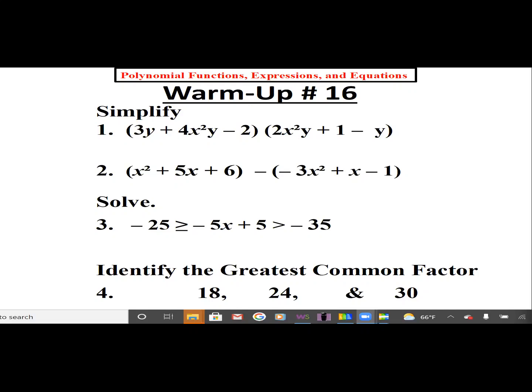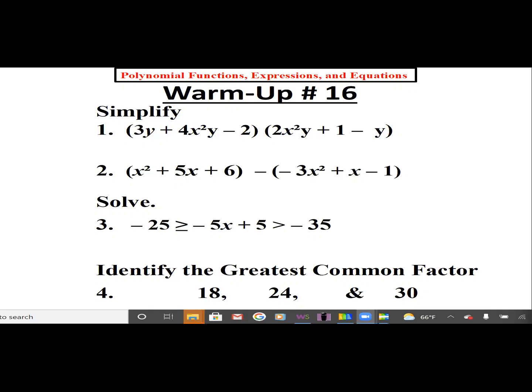Warm-up number 16 says simplify. Number 1: 3y(4x squared y minus 2) times (2xy plus 1 minus y). For number 2, we have (x squared plus 5 plus 6) minus (negative 3x squared plus x minus 1).